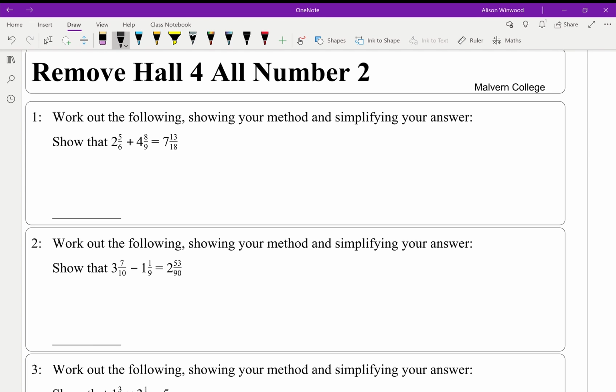With all fractions questions, I always start by making the fractions top heavy. So 2 and 5/6 is 17 over 6. 4 and 8/9 is 44 over 9.